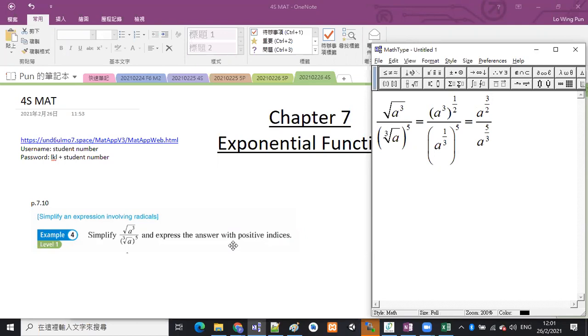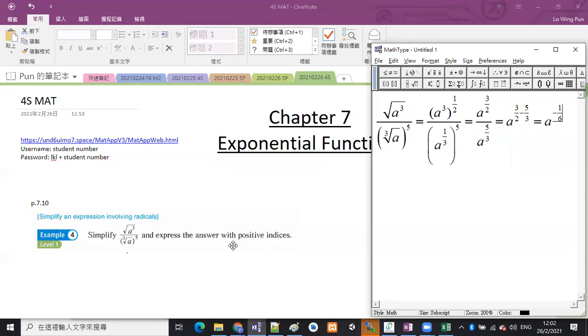Okay, and then you have up and down. Both of them are of base a. Therefore, you can apply the laws of index to do the subtraction on the indexes. That becomes a to the power 3 over 2 minus 5 over 3. And for the index part, it is a pure number, and you may just use the calculator to help you find the answer. So I think it should be equal to a to the power negative 1 over 6.